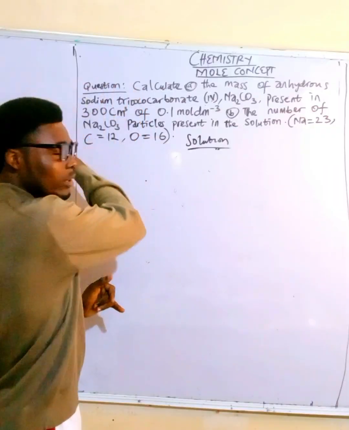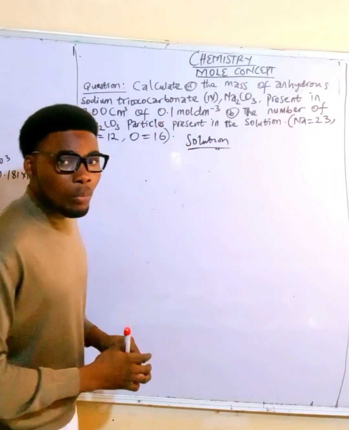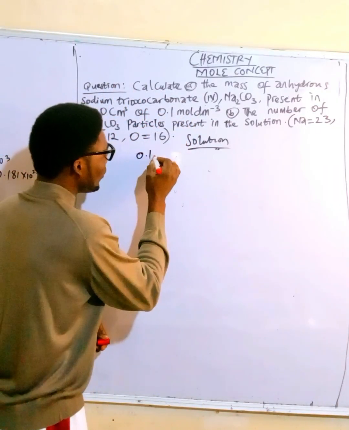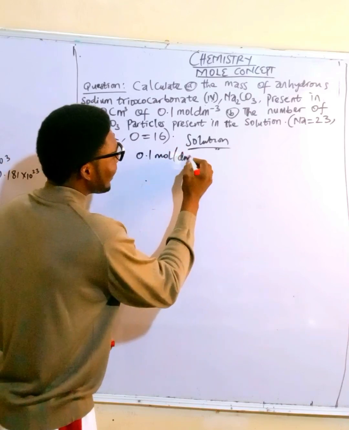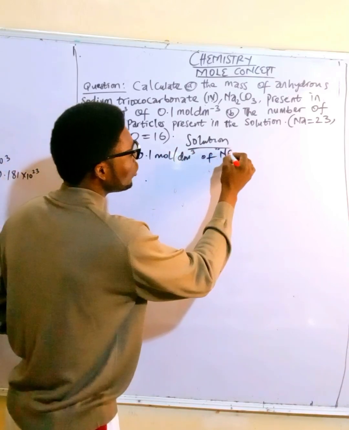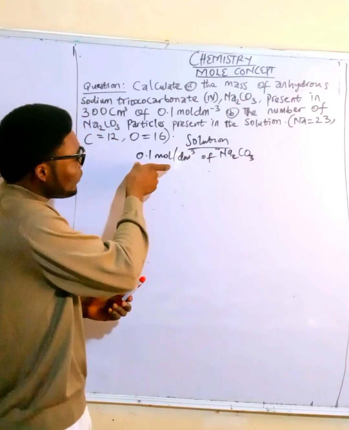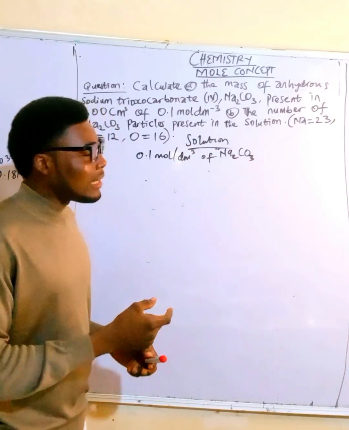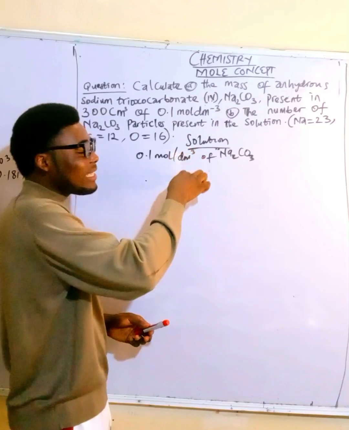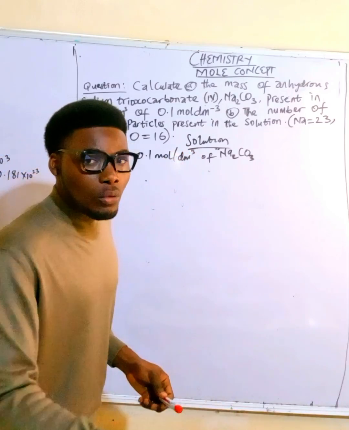First off, assume you did not see this 300. Let us work on this 0.1 mole per dm cube of sodium thiocarbonate. Okay, now if you see this, it basically means that 0.1 mole is present in 1000 cm cube of solution.